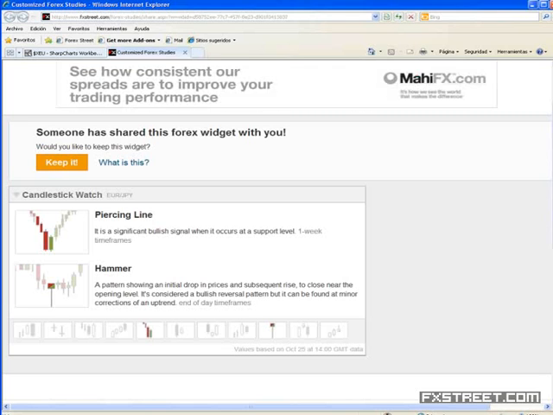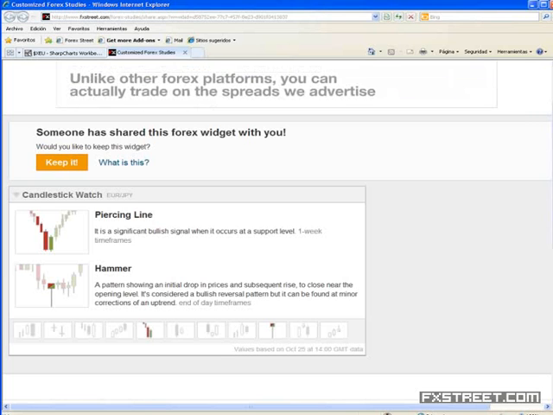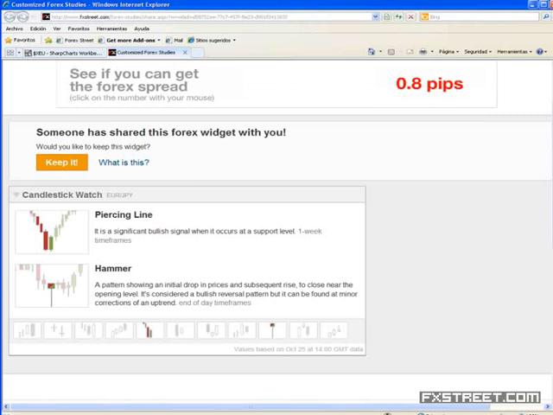Do I have a hammer followed by a morning star, for example, which are two bullish reversal patterns? So, we can also use this as a filter in our trading to look for clusters of patterns in one time frame, clusters of patterns among different time frames.